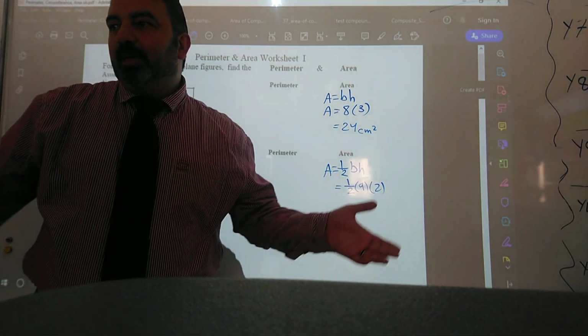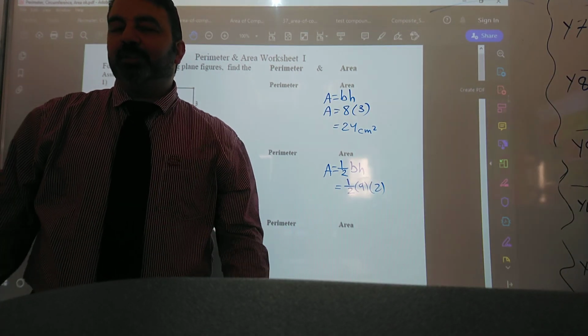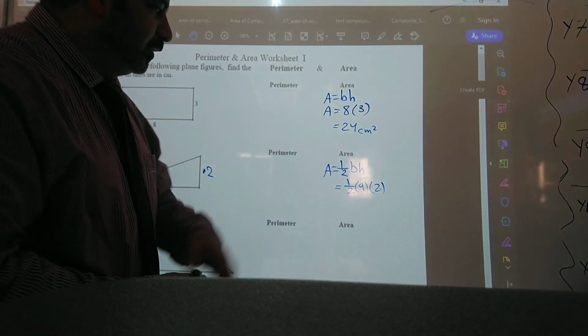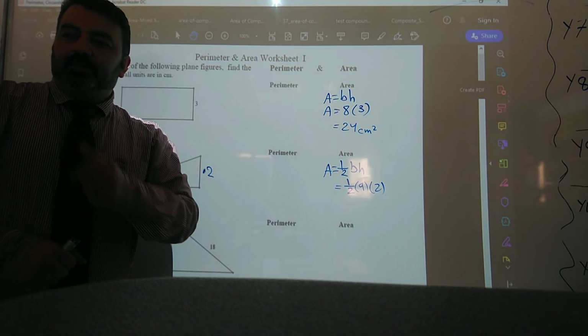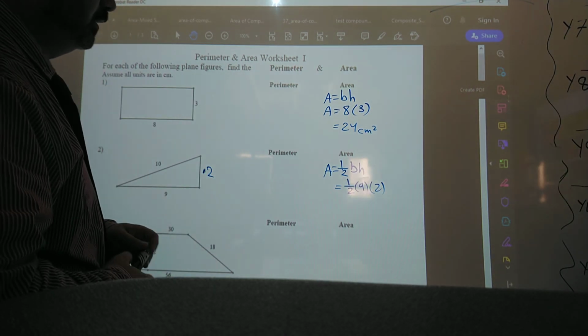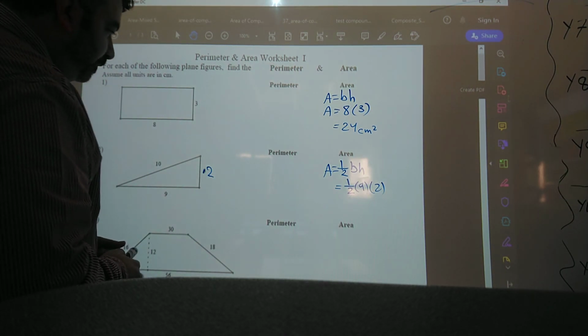Year 11, out of 11 students, maybe 5 or 6 will come, but it's okay. It's still useful for you guys. And you are allowed to use the calculator, but try your best not to.